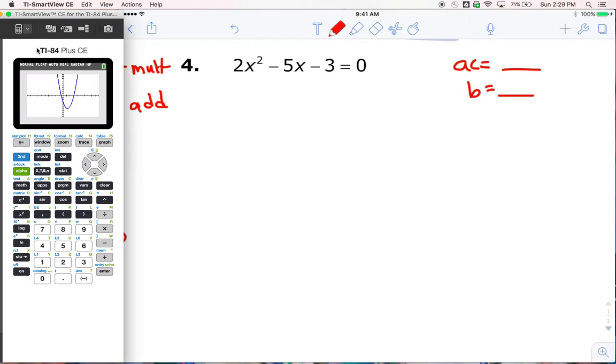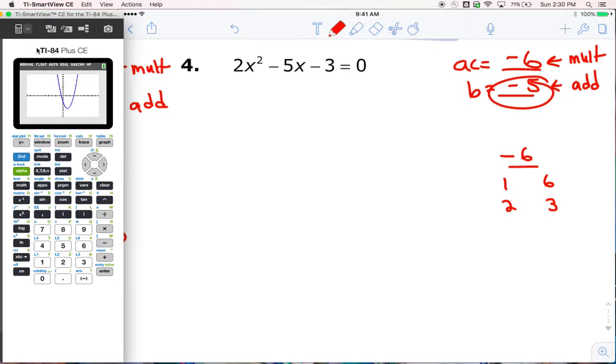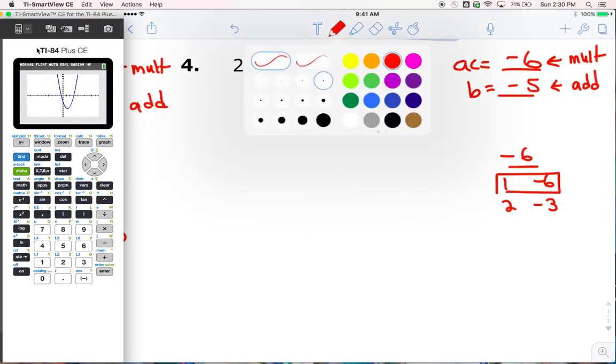A times C is going to be 2 times -3, which is -6, right? The product of these two numbers. B is the number in the middle, so -5. So what multiplies to -6 but adds up to -5? Well, make a quick list. I got 1 and 6, 2 and 3, and that's my whole list. Since I want it to add up and be a negative, my bigger numbers are the -1s. So which of these will add up to -5? This one. So 1 and -6 are the two numbers that I need.